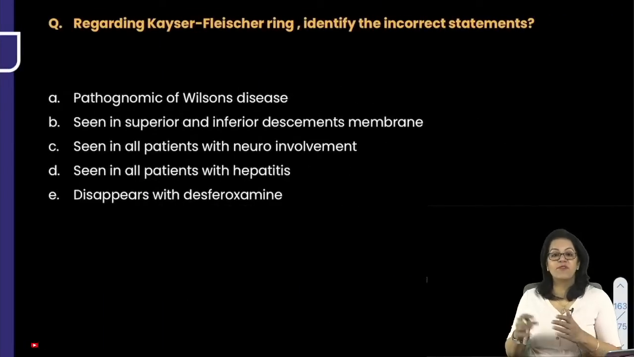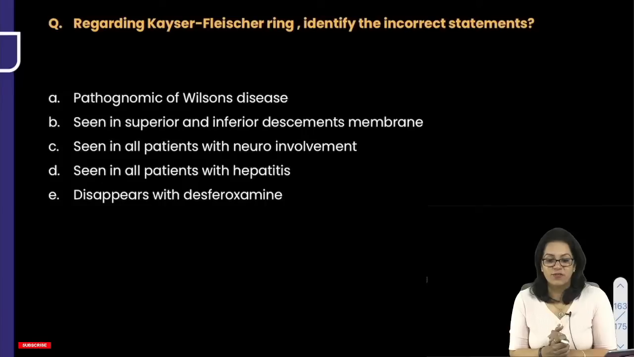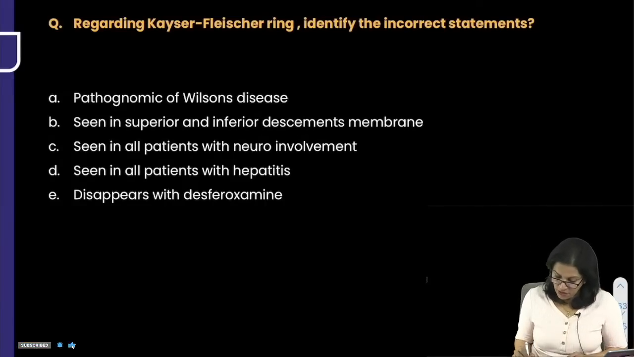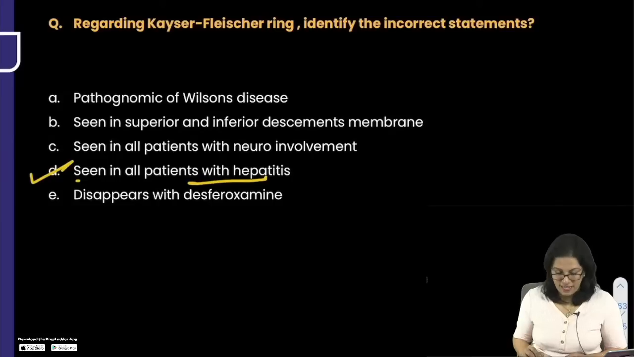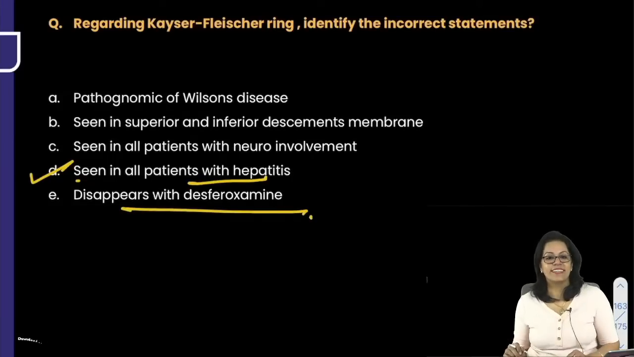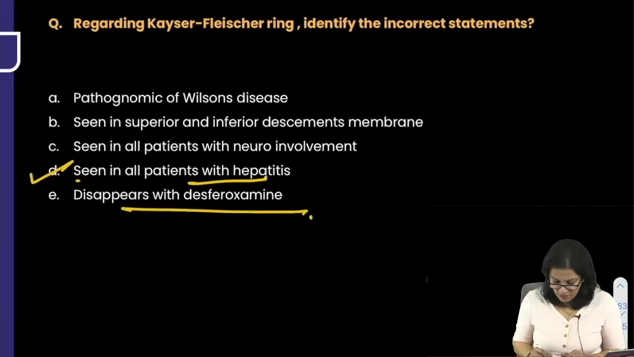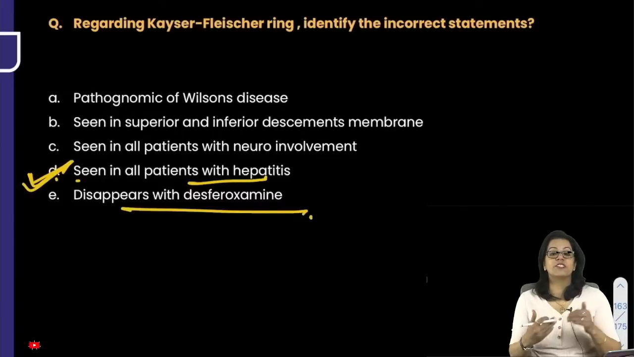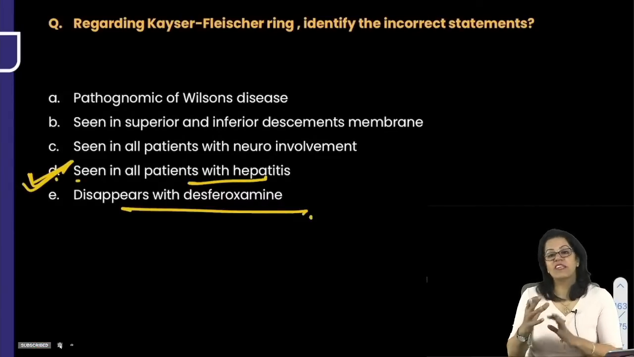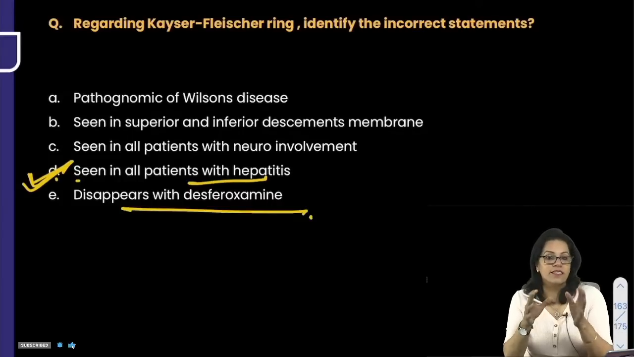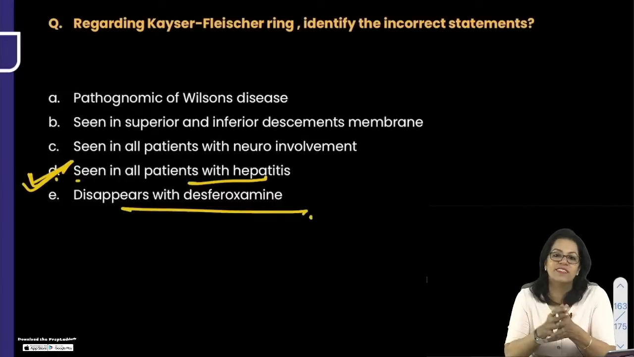I think this way I've already described everything to you, so you will answer this very nicely. Identify the incorrect statement. Pathognomonic of Wilson's disease, correct. Seen in the Descemet's membrane, yes. Seen in all patients with neuroinvolvement, yes, but not in all patients. So this is the wrong one, right? And disappears with desferrioxamine, a chelating agent, right? So what is the answer? Which is the wrong statement? That all patients with hepatic involvement may not have Kayser-Fleischer ring. So this has become a very favorite topic. The last 3 years they are asking, whether INI-CET or NEET PG, they are asking you this.